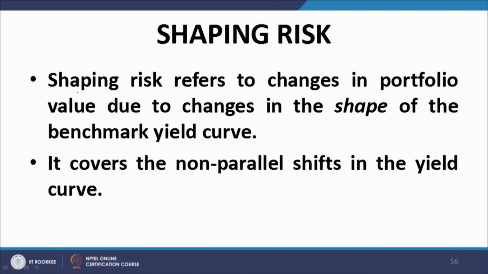Shaping risk refers to the change in portfolio value due to change in the shape of the benchmark yield curve. That means it excludes the level shift part, it covers the non-parallel shifts in the yield curve. So, shaping shifts include what? Include the change in steepness and the change in curvature, but they do not include the level shift or the parallel shift in the yield curve.